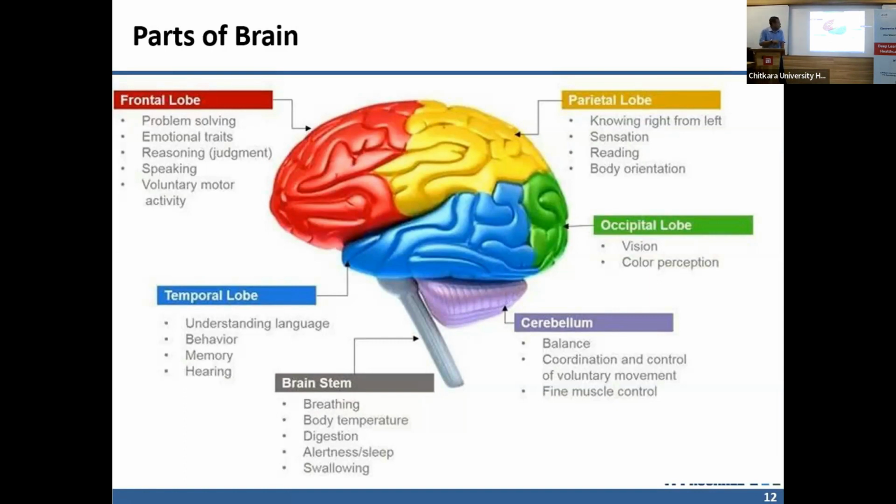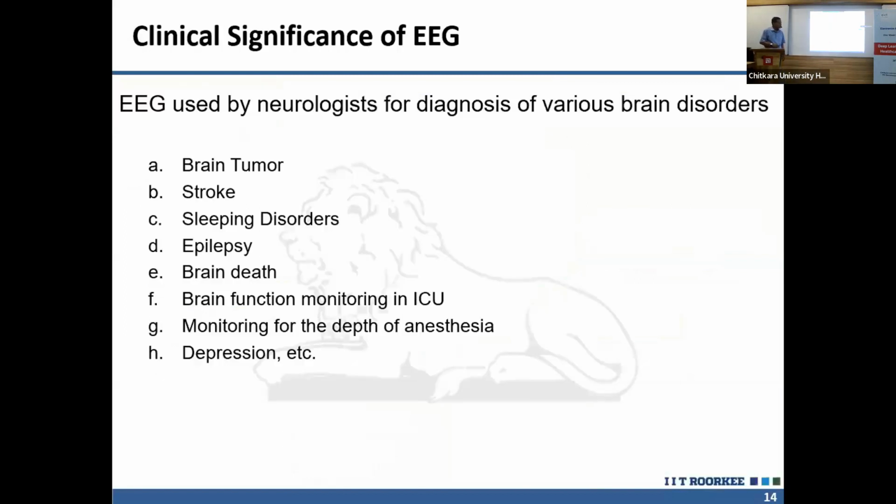For example, the frontal lobe is active for problem solving, emotional traits, reasoning, speaking. The occipital lobe is active for vision and color perception. So if you connect your electrodes or channels on the occipital lobe, you will get the data when he is visualizing something.